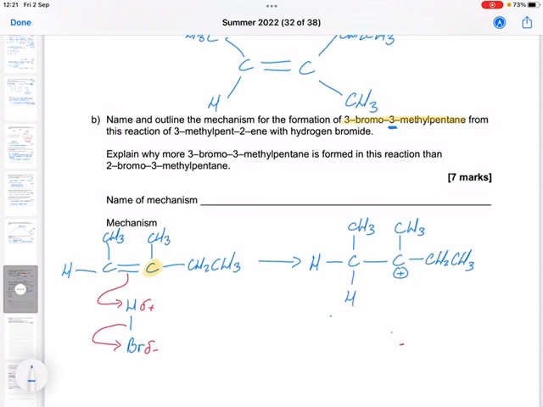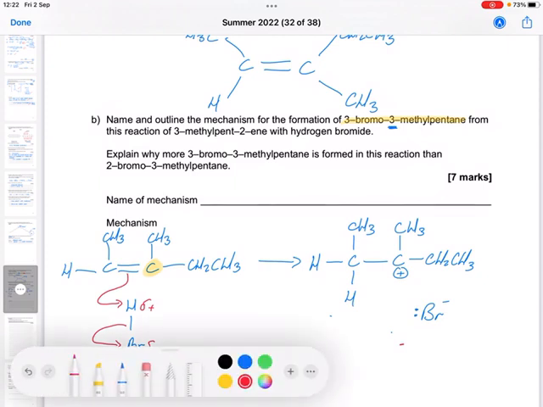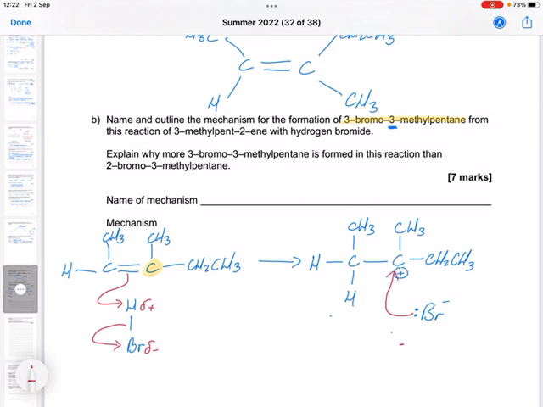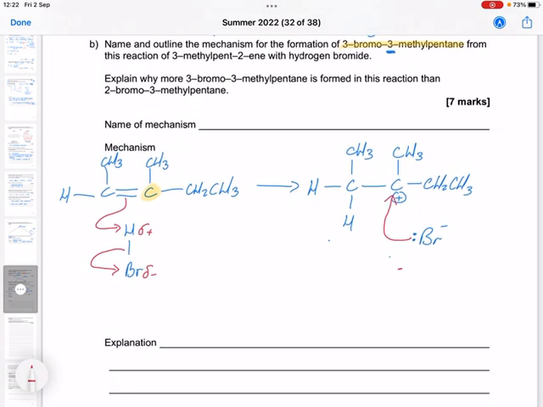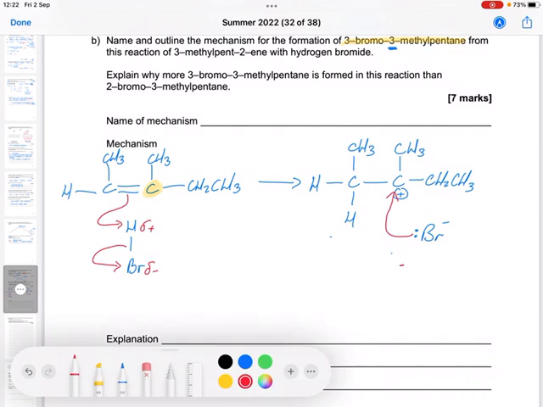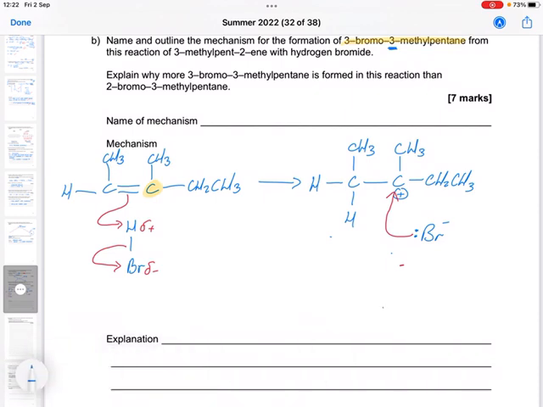If you get it the other way around, you'd lose a mark, maybe 2. Have a look at the mark scheme. When you've done this, I'm just kind of showing you how to do it correctly. We've then got bromide left over with a pair of electrons there. So again, curly arrow from here to the positive carbon, and then draw my final product at the bottom down here. So HC, CH3, HC.